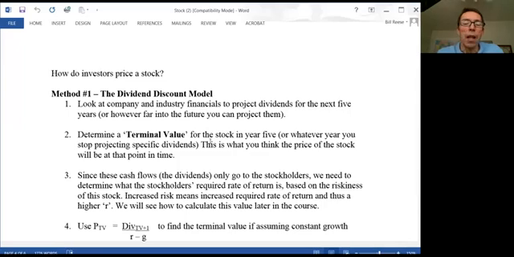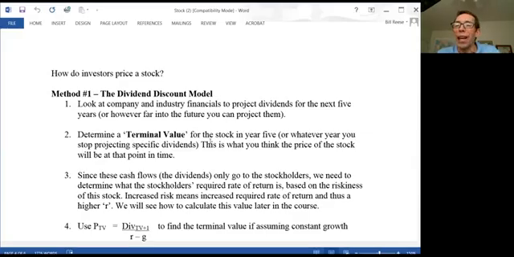Then we're going to establish a terminal value. We're going to determine a terminal value for the stock at the point in time where you stop projecting individual dividends. If you project dividends for 4 years, you'll have a terminal value at time 4. If you project dividends for 5 years, you'll have a terminal value at time 5. If you project dividends for just 2 years, you'll have a terminal value at time 2. The terminal value is what you think the price of the stock is going to be at that point in time.